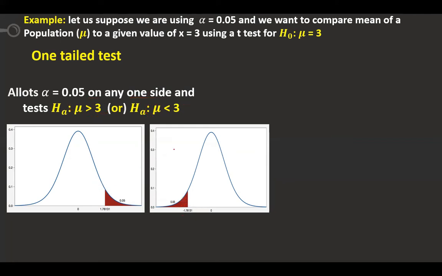Now what happens if this alpha is equal to 0.05 and I want to do it for two sides? Alpha is divided by 2. 0.05 divided by 2 gives you 0.025. This will be taken for the two-tailed test because it will be split into two parts.